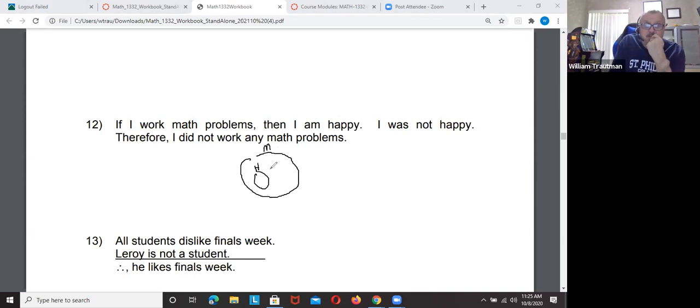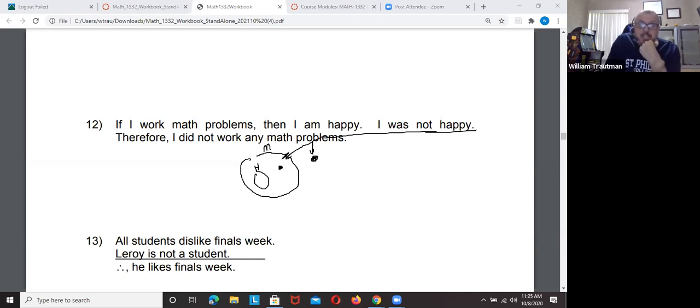I was not happy, therefore I did not work any math problems. So happy is inside. It says I was not happy, so I have to put the dot outside of happy. Do you see? I could put the dot in two separate spots. I could put it in here where I'm doing math problems, but I'm not happy, or I'm not doing math problems and I'm not happy. So therefore, I did not work any math problems.